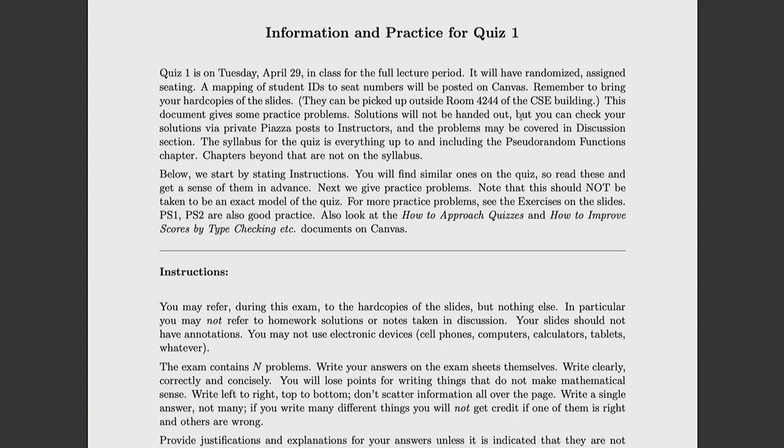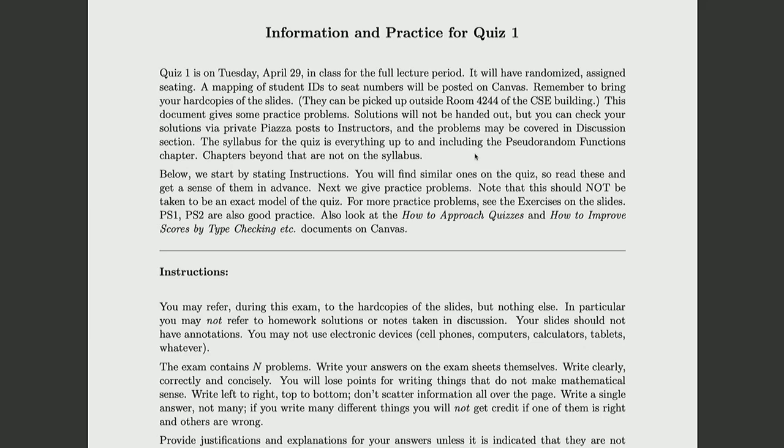What that means is you can make attempts and hopefully correct ones and check your solutions with us. You can do that via private Piazza posts. If you don't have Piazza, send email or whatever. And probably Rishabh will also try to cover some of it in discussion, which is just before the quiz.